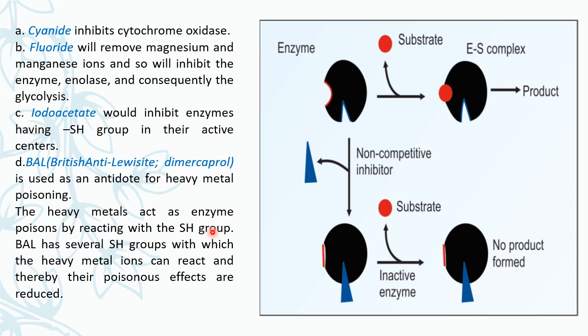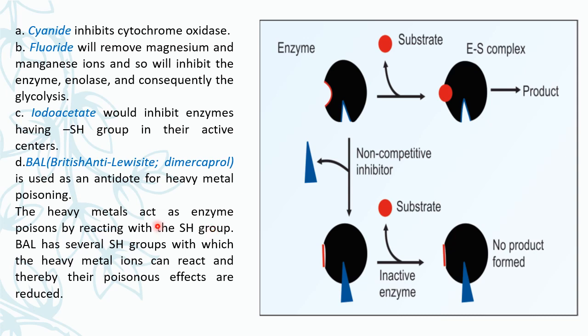This colour paint has plenty of lead in it. Colour pencils, cheap colour paints, toys, even the colour used in toys, plenty of lead is there. And there are so many heavy metals in our environment, in day-to-day reagents, isn't it? And if these heavy metals cause poisoning, British antilewisite or dimercaprol is the antidote. That means it reverses the poisoning effect.